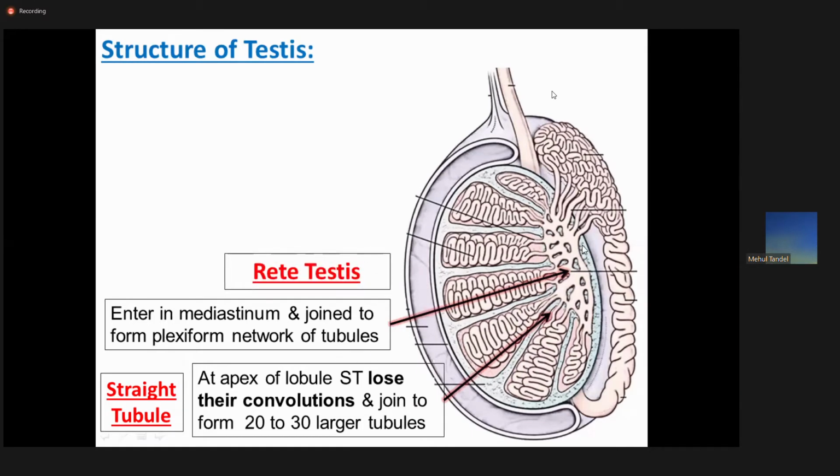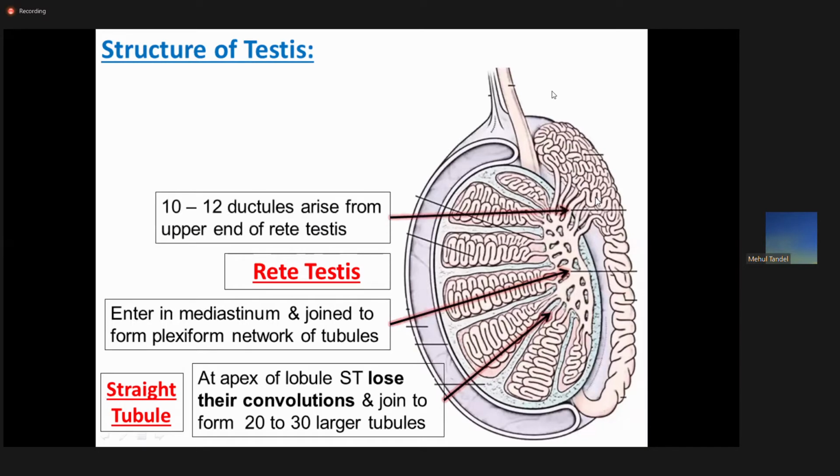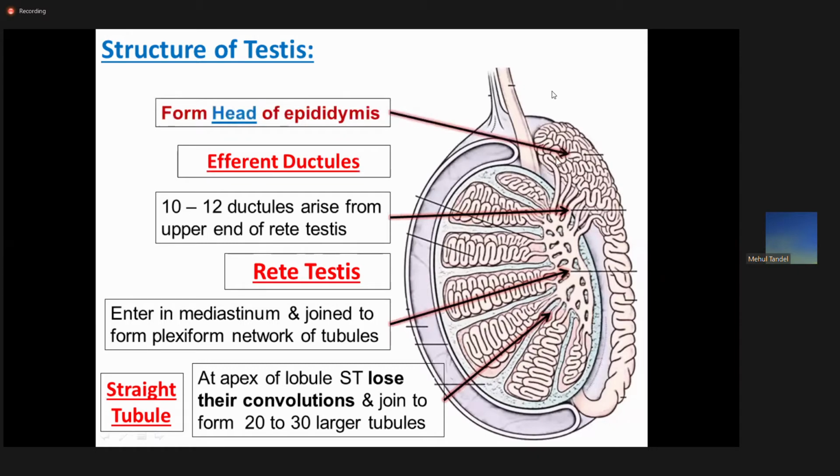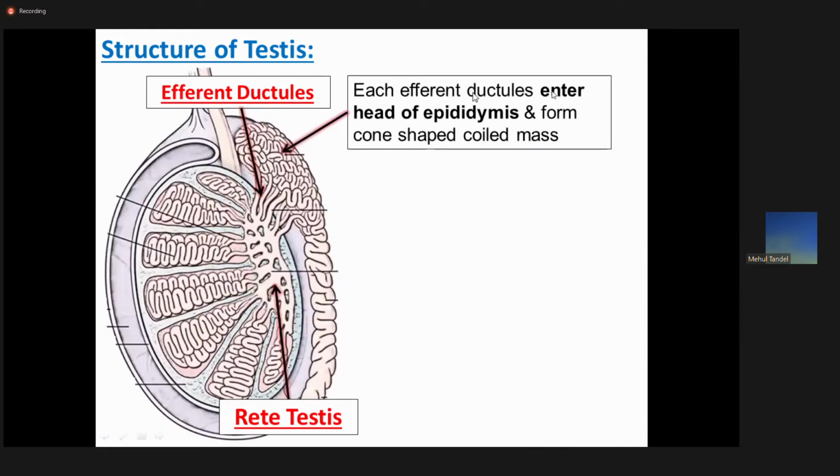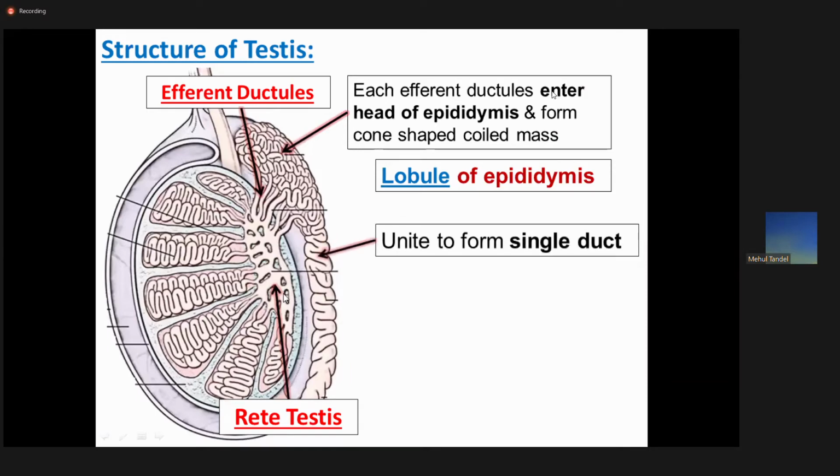At the upper end of the rete testis, there is the origin of ductules. These are known as efferent ductules, about 10 to 12 in number. These efferent ductules form the head of the epididymis. Within the epididymis, they also form cone-shaped coiled masses that are known as lobules of epididymis. And at the lower end of the head, the different ductules unite to form a single duct. This duct is known as the canal or duct of epididymis.